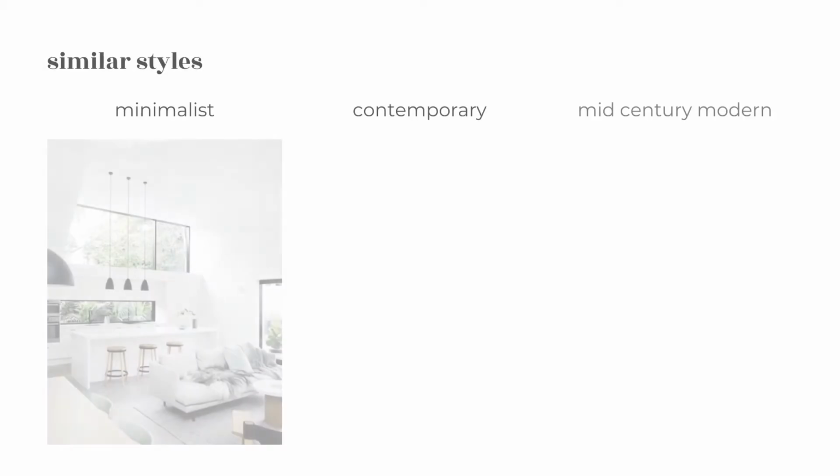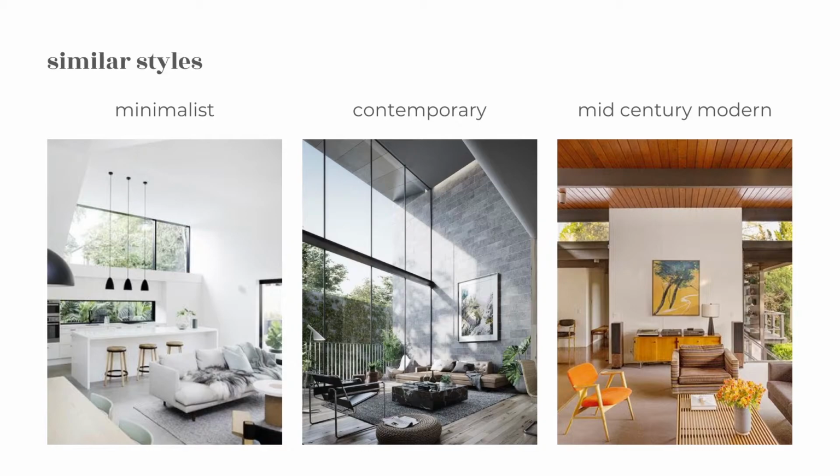Okay, now let's talk about a few similar design styles in case you like this design style, but you're not sure if it's 100% for you. Minimalist interior design style can be very similar to modern because there's not going to be a lot of extra things happening. It's going to be very clean and based a lot around functionality.